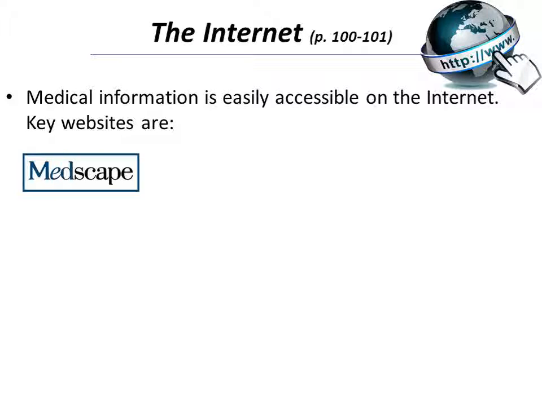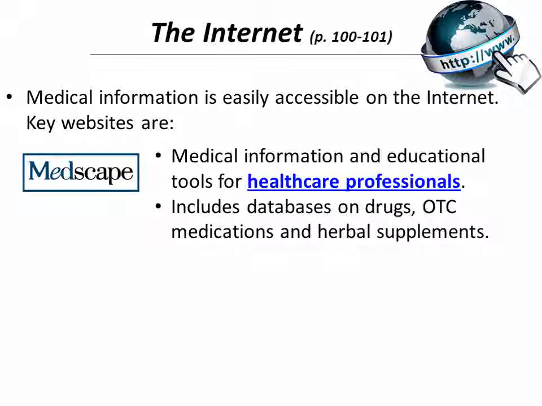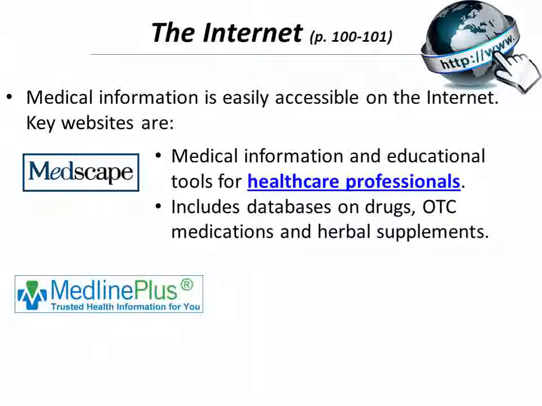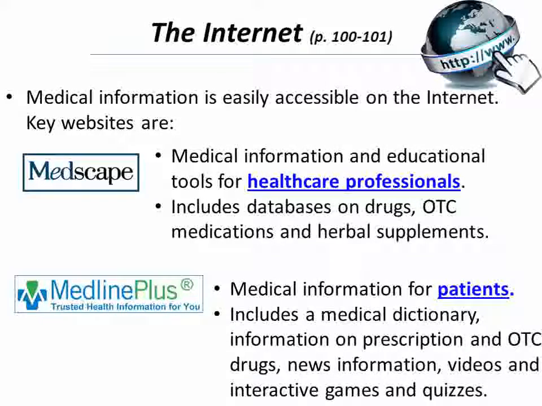The first is Medscape, and this is a great resource tool for healthcare professionals. It includes databases on drugs and OTC medications and information about herbal supplements as well. For patients, a user-friendly website is Medline Plus. It includes a medical dictionary, information about their meds, prescription and OTC, and it even has videos and interactive games and quizzes. So again, Medscape is really geared more toward the healthcare professional, whereas Medline Plus is an easy-to-use, friendly version for patients.